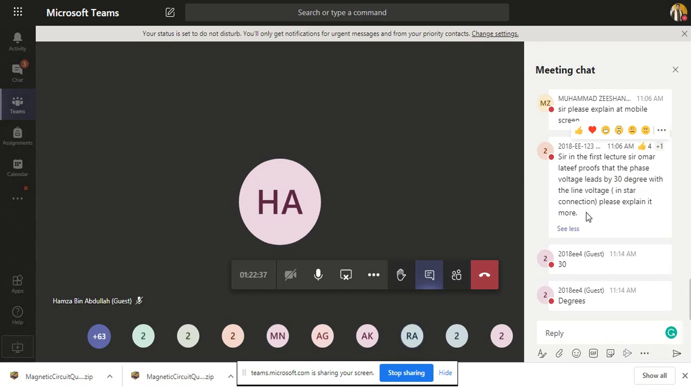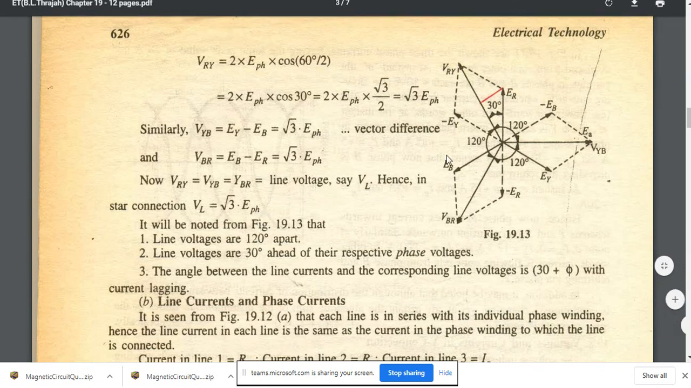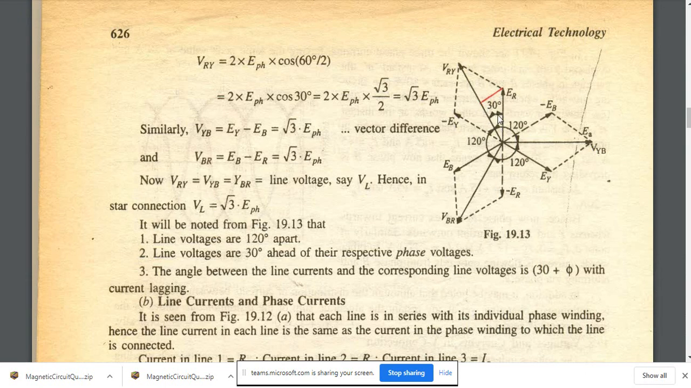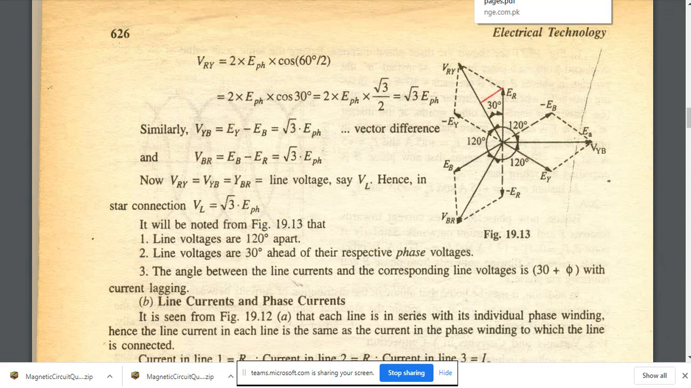Please download these two files. They are actually from the book by B.L. Theraja. It's an Indian author. You can see the same proof has been done, that is 30 degrees over here in this case. So this is a very, very important book. If you want to study electrical from a very different perspective, he's an Indian author, so it's a very good one. But normally nowadays teachers don't like this book because it's a very old book. When I was an engineering student, I had the two editions of B.L. Theraja.